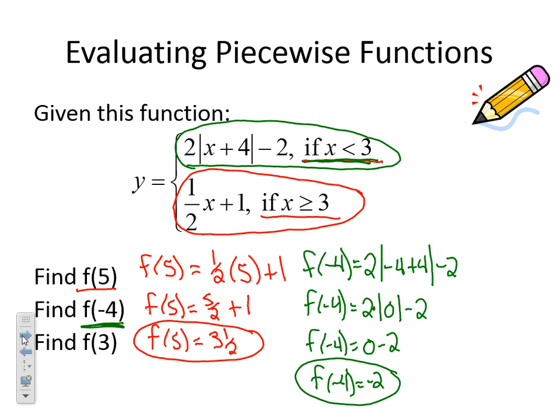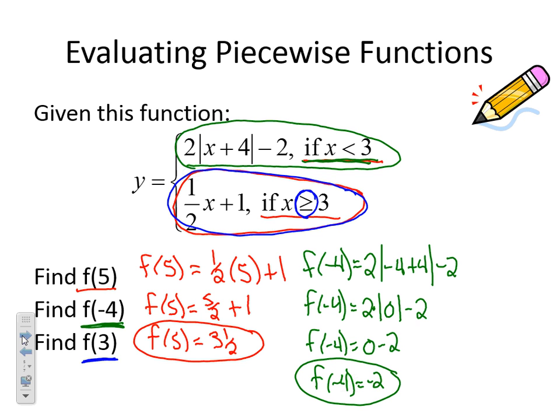Now this last one, we have to find f of 3. So x actually equals 3. Then we're going to come here. It's going to be this one because it's greater than or equal to. So we have to put f of 3 into our second equation here.